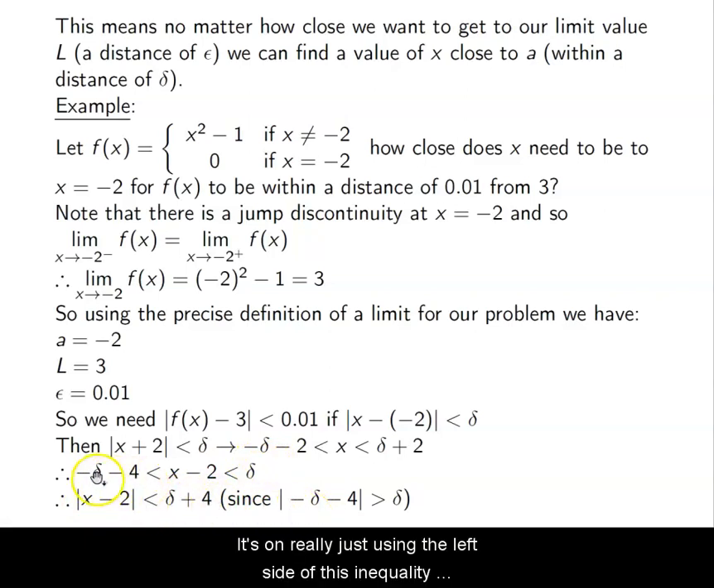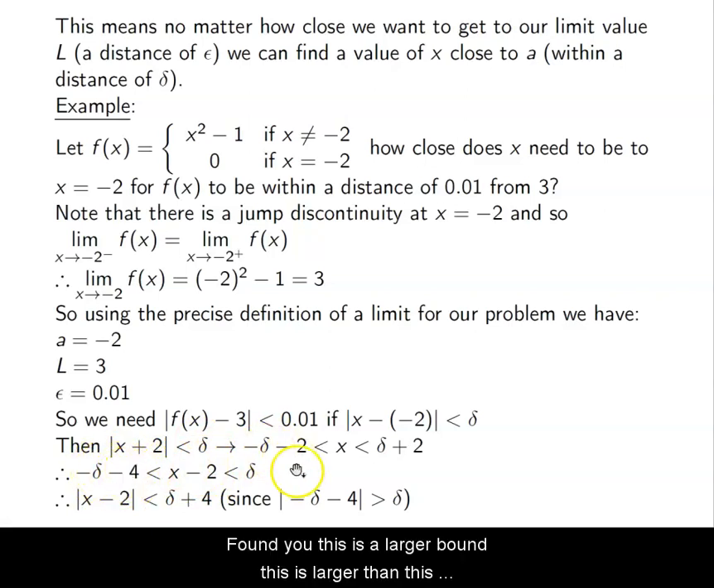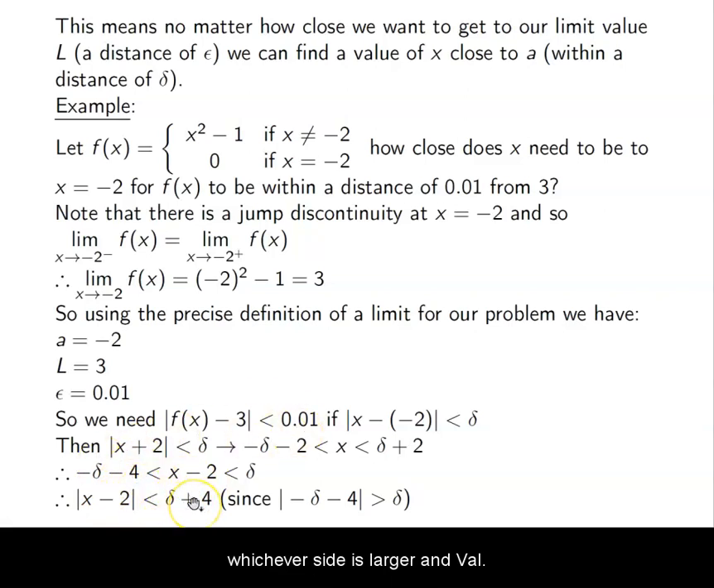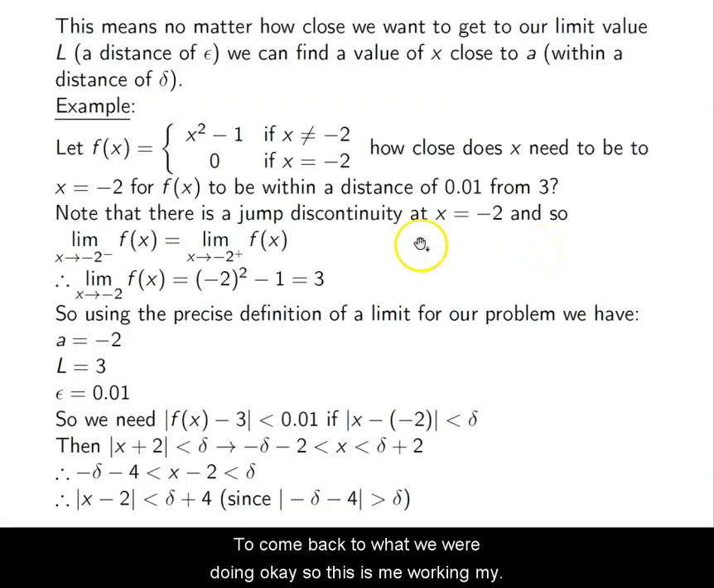I'm really just using the left side of this inequality, taking its absolute value to give me my bounds. So I'm choosing the largest of the two. Away from x minus 2, this is the larger boundary. This is larger than this if I took it for just its value, how far away it is. That's why I'm taking the absolute value of x minus 2 and relating it to whichever side is larger in value, absolute value wise.